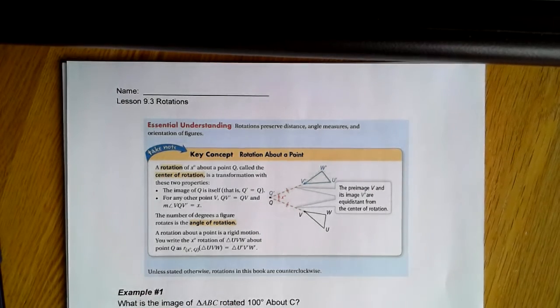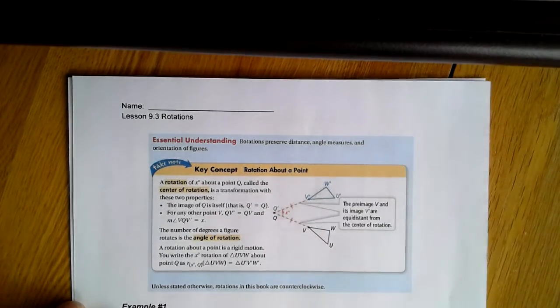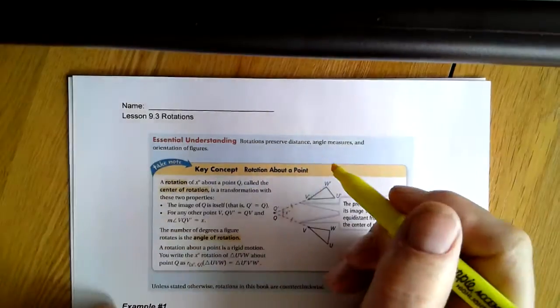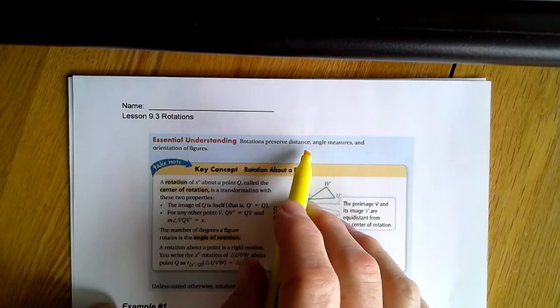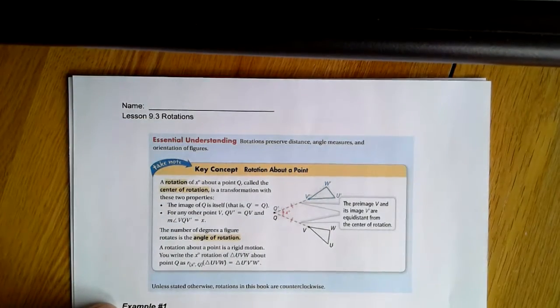Okay, guys, today we're going to talk about rotations, another type of transformation. Rotations preserve distance, angle measures, and orientation of figures. In other words, rotation is a rigid motion. It does not change size or shape.